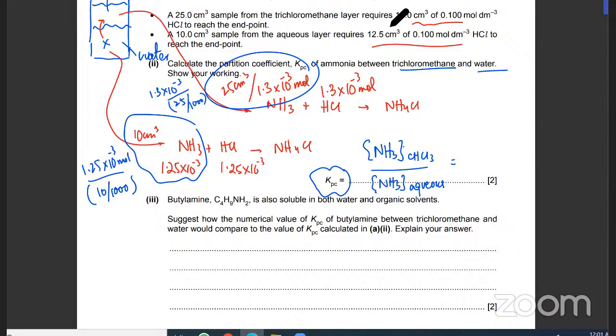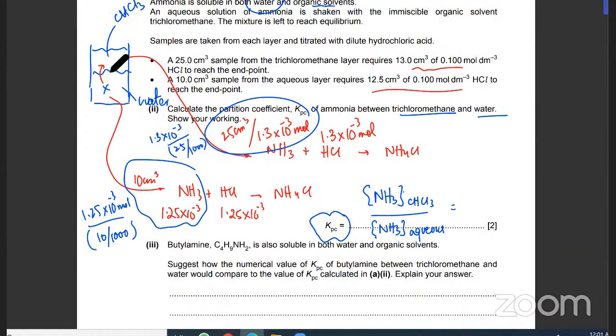No, it's not always water, because there might not be water. I mean, it's two immiscible liquids. It's not always that water is one of the liquids. As for the next one, what's the next one?